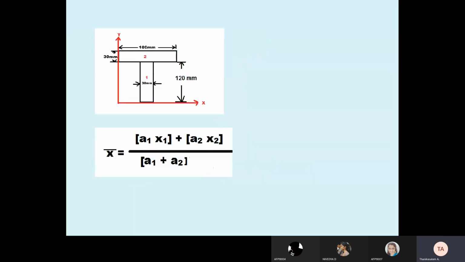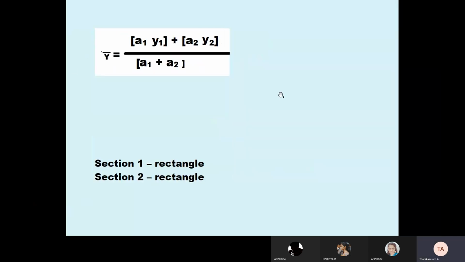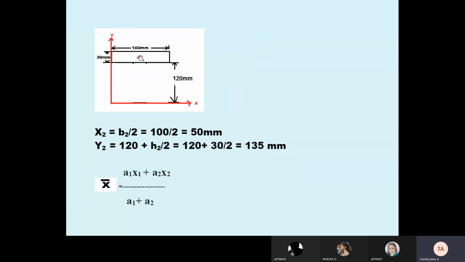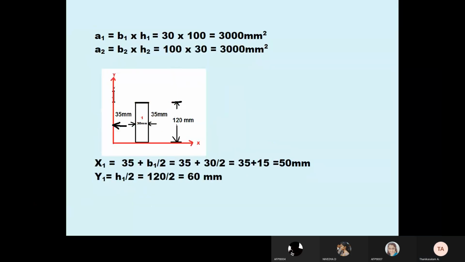So for the first rectangle, 30 into 120. B is the horizontal, so B1 is 30 mm and H1 is 120. Similarly A2 is B2 H2, 100 into 30. What is the B2 horizontal distance? 100 into 30. Okay. Actually, for the first rectangle it is 30 into 120, not 100. Understand, students? 30 into 120.